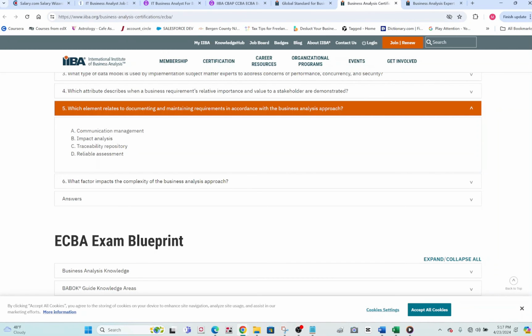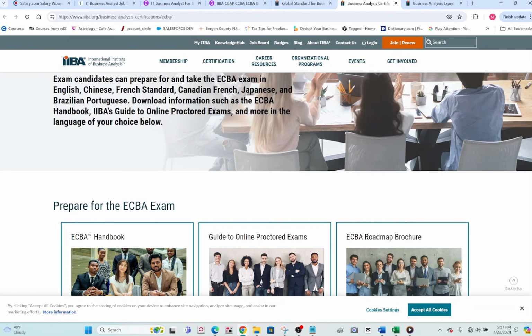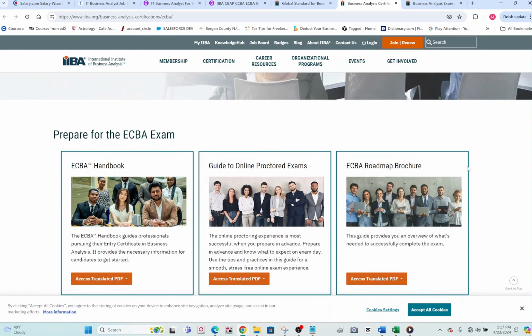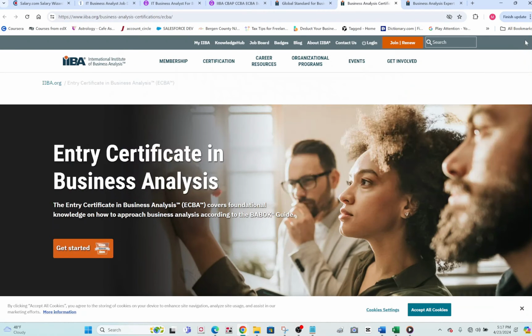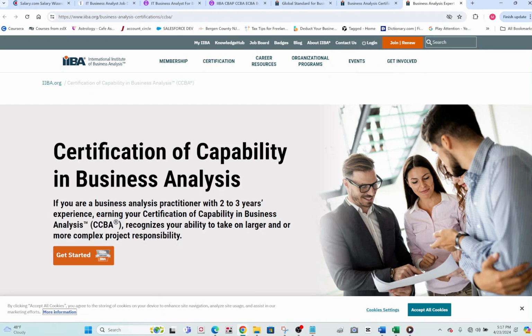So that's why it's very important to prepare properly. You can look at their handbook. You'd have to read all this information. I'm not going into all of that because I want to go back and look at this other thing, certification of capability in business analysis. If you're entry level to business analyst, you want to go after that ECBA, right? Once you get some experience, you could move up to this CCBA.